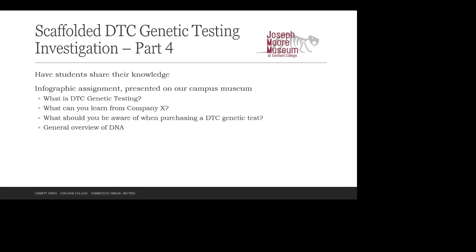the knowledge that you're going to gain. What do you need to know before you opt into one of these tests? And then you can also have a general overview of DNA, or maybe you could choose a specific disease that you might learn about from one of these companies and present that if you talked about it in class, and so on. So there's a lot of different options here. This went really well for us. Your institution probably has a bunch of different ways that you can engage your students in different activities on campus, presenting to their peers perhaps, or maybe even presenting to the community.